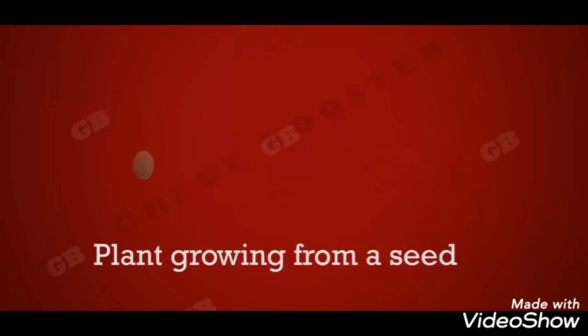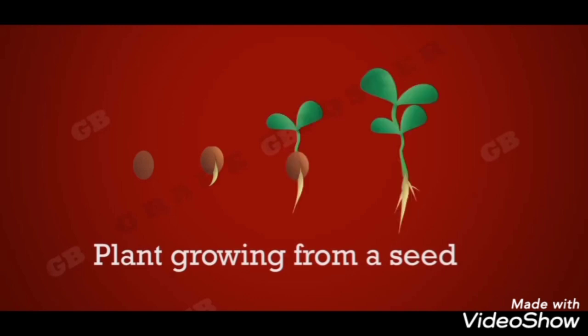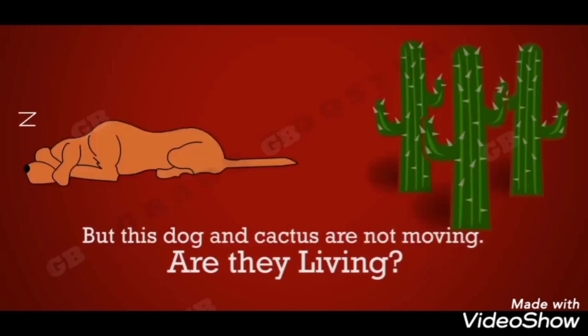You sow a seed in soil. After a few weeks, you find that it is growing, showing the characteristic of growth. So the plant is a living thing. In the above cases, movement and growth are indications of life.